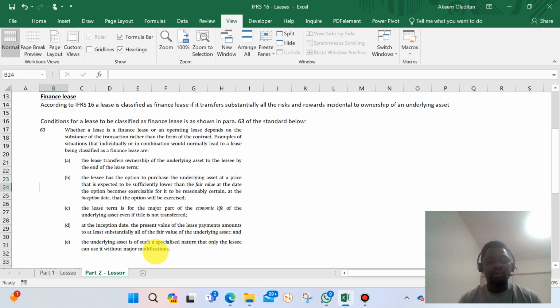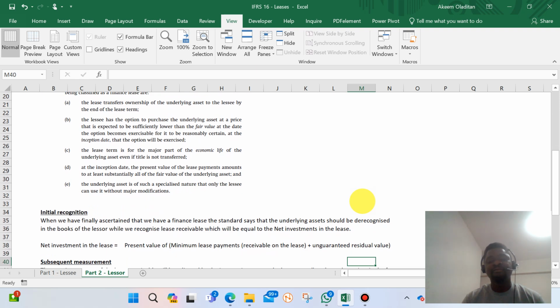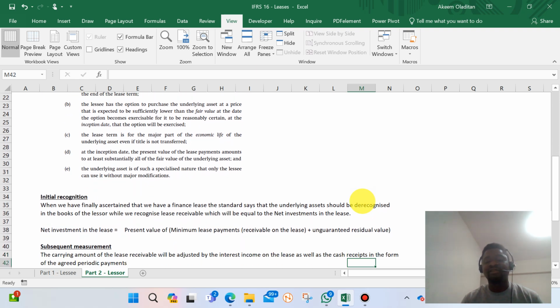And the last one, but not the least, is the underlying asset is of a specialized nature that only the lessee can use it without major modifications. So this is pretty clear. Those are the conditions that have to be satisfied for a lease to be seen as a finance lease.